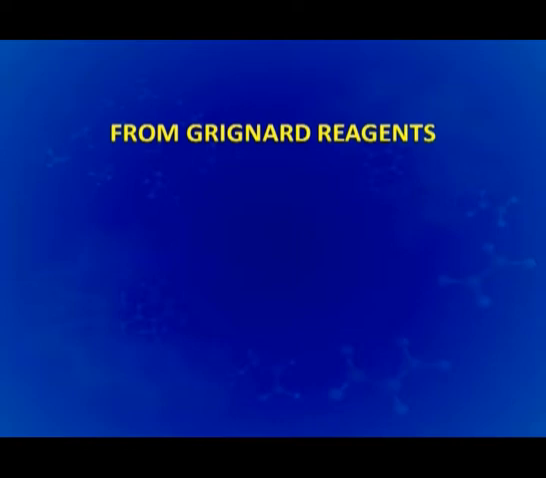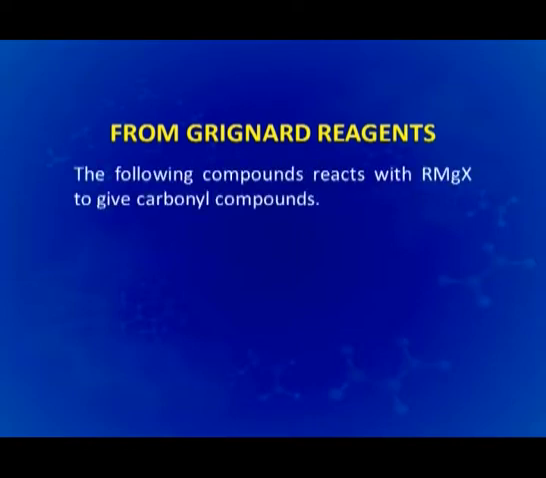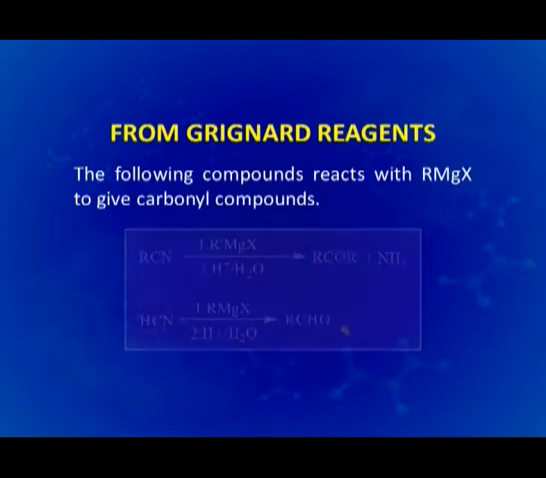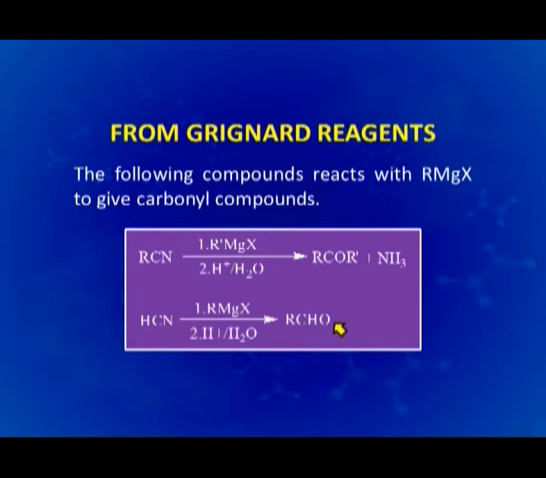And the next synthesis process is from Grignard reagent. These are some important compounds which react with Grignard reagent to give carbonyl compounds. The first one is the alkyl cyanide, and if we use the alkyl cyanide, you will get ketone as the product. If we use hydrogen cyanide, it interacts with the Grignard reagent followed by the acid hydrolysis, and gives rise to aldehydes.